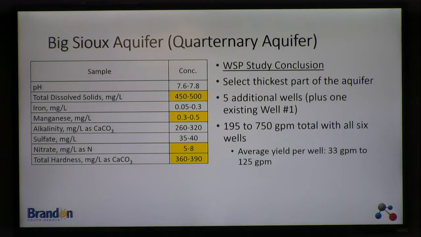Also, we have a hardness in this range of about 400, if we just remember that. Total dissolved solids close to 500. And iron and manganese, the concentration of iron a little bit less than what we're going to see in the Split Rock Creek Aquifer. WSP concluded that in the vicinity of Brandon, there is potential for 5 additional wells to be installed there to provide up to 700 gallons per minute total, I guess you'd call it sustained yield, from all of these 6 wells. So they pointed out that that is a potential source for the city of Brandon. But the average yield per well is quite low. As you'll see, it's quite low compared to what the Split Rock Creek Aquifer can do.